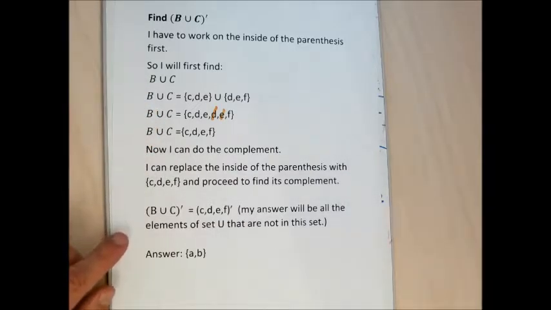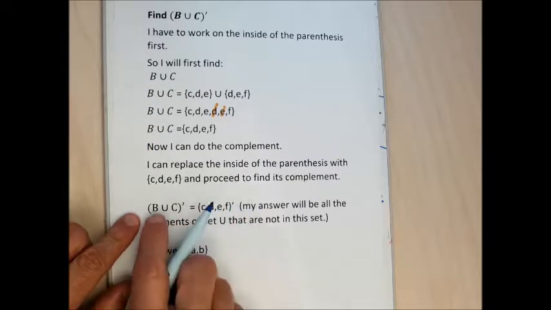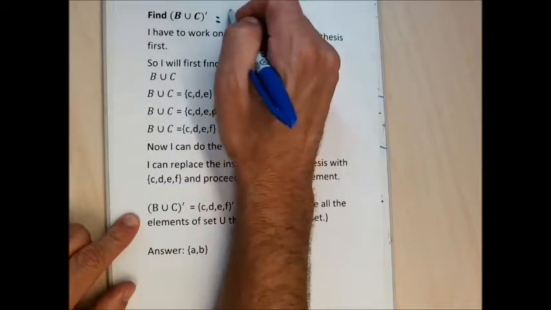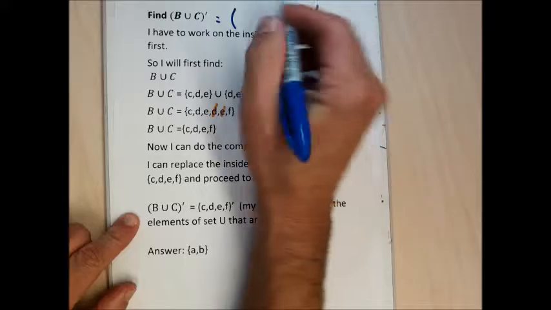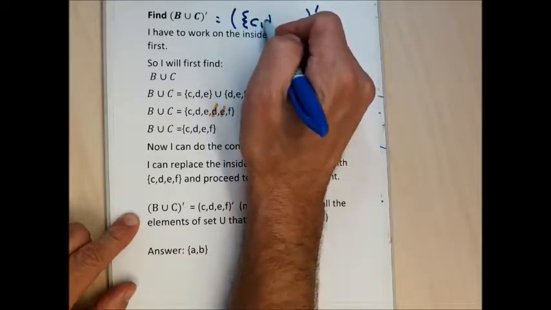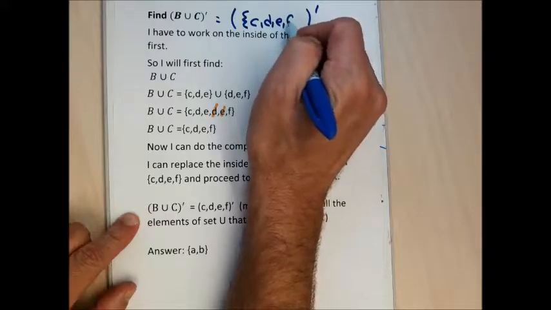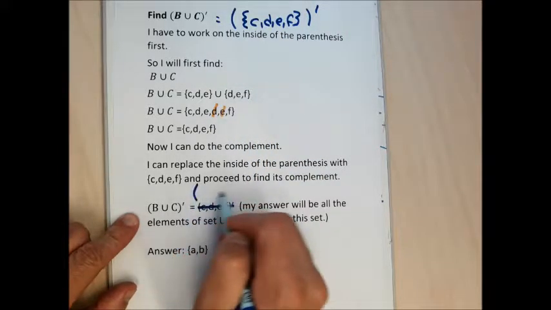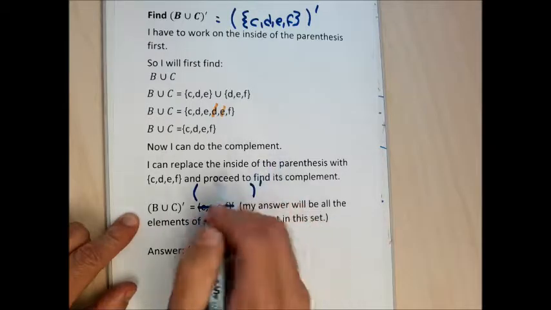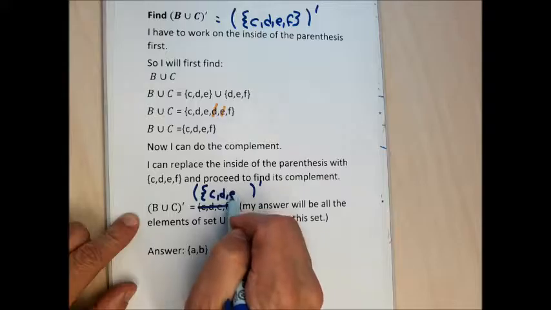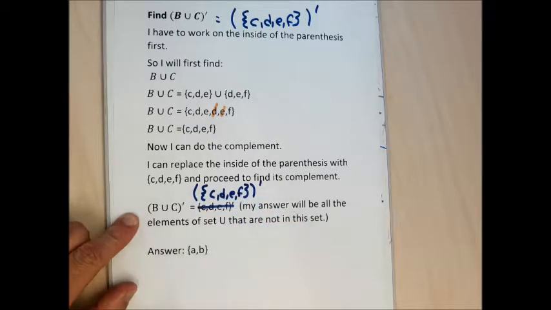And so now I'm going to do the complement. I've done the inside of the parentheses. Really what I'm doing now is taking the set C, D, E, and F complement. This is exactly what I have to do to finish this problem. To do B union C complement, I need to do the complement of the set C, D, E, and F.